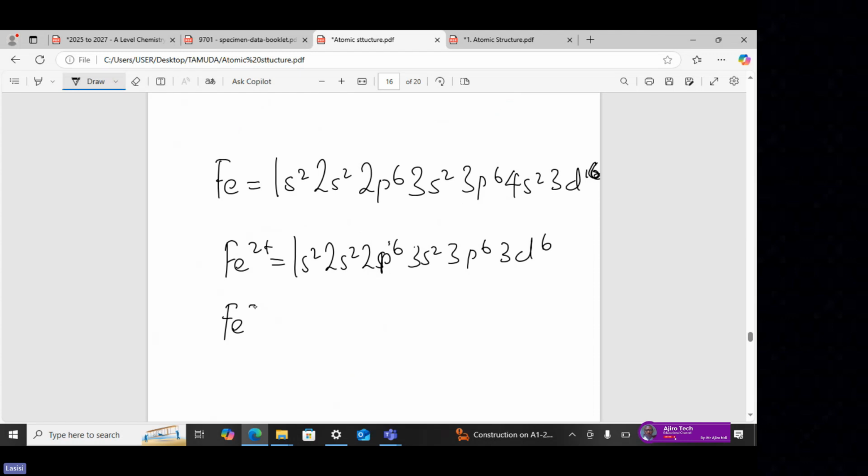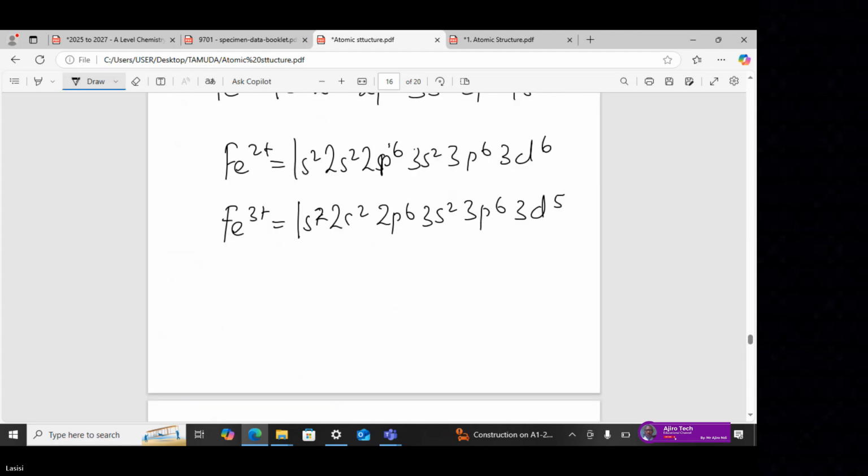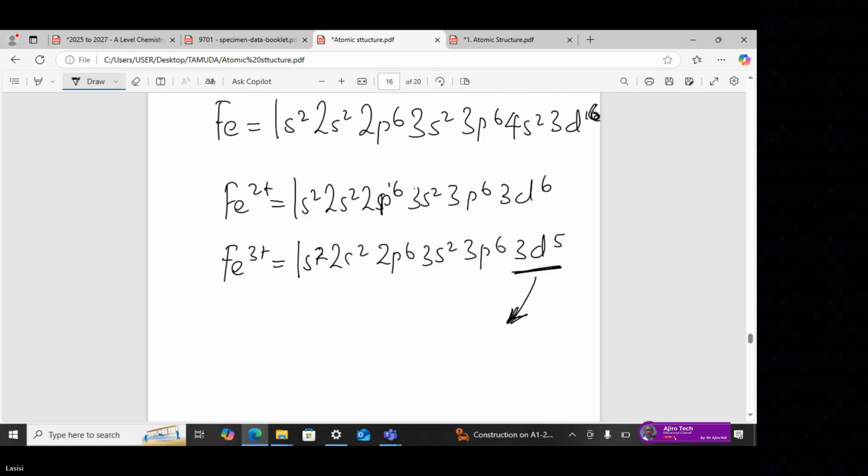What about iron 3 now? To lose 2 from 4s and 1 from 3d, it becomes 1s2, 2s2, 2p6, 3s2, 3p6, 3d5. So, Tamunda, iron 2 and iron 3, which one will be more stable? Iron 3, d5 is symmetrical. Am I right? Is d5 not symmetrical? Is it not stable? It's stable. So this one is symmetrical, so it will be stable.